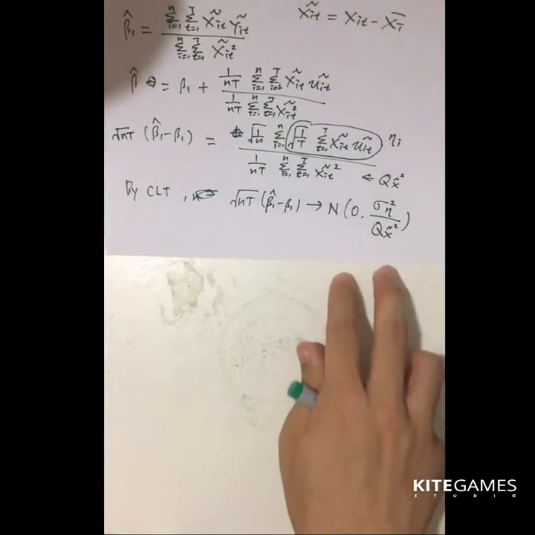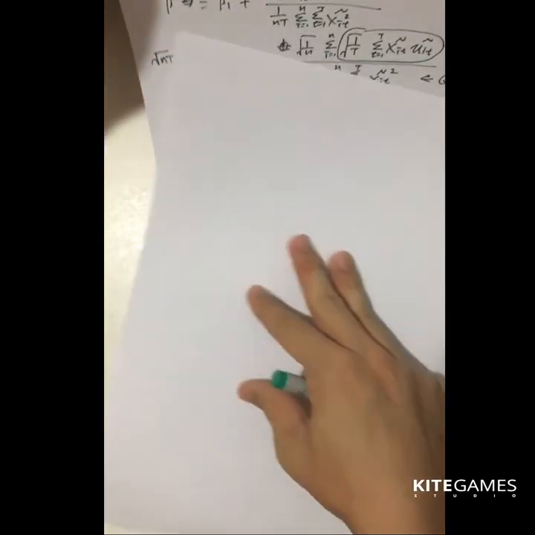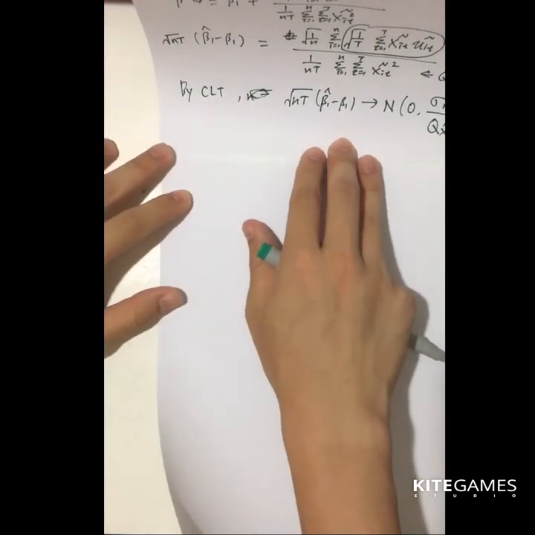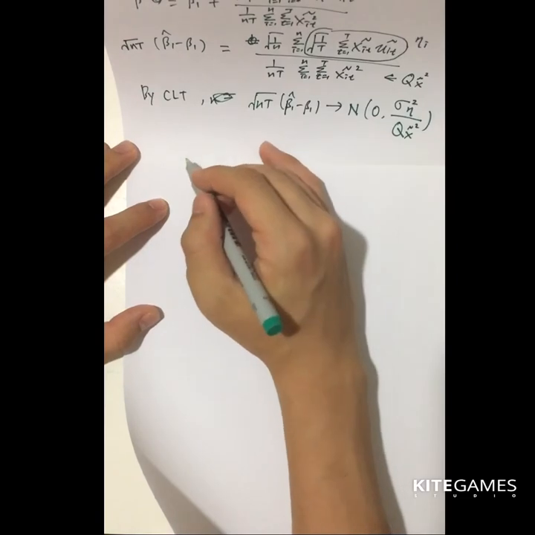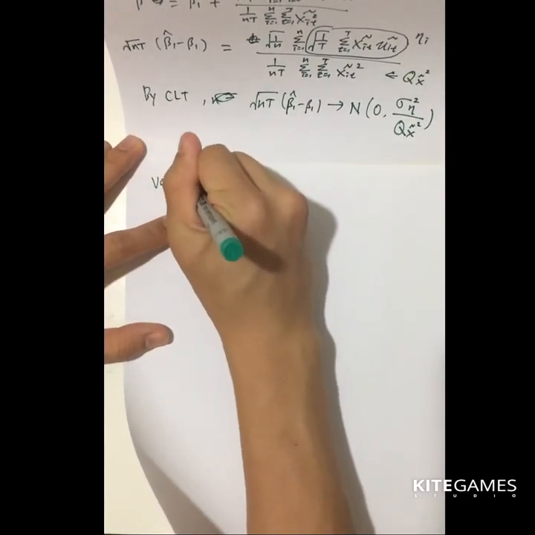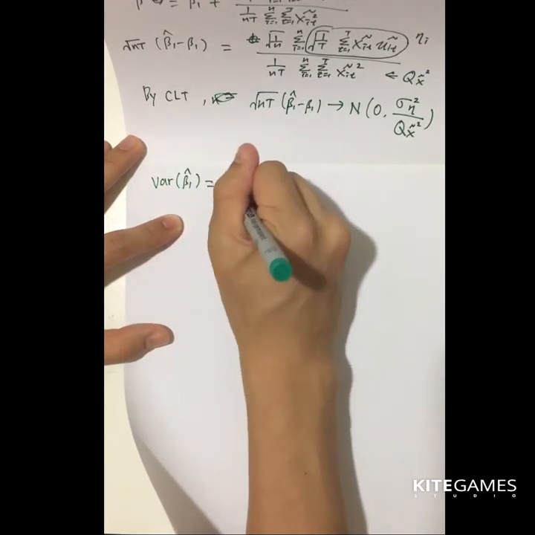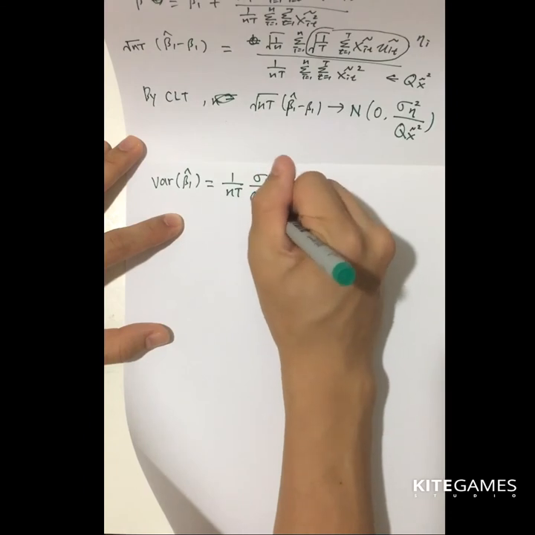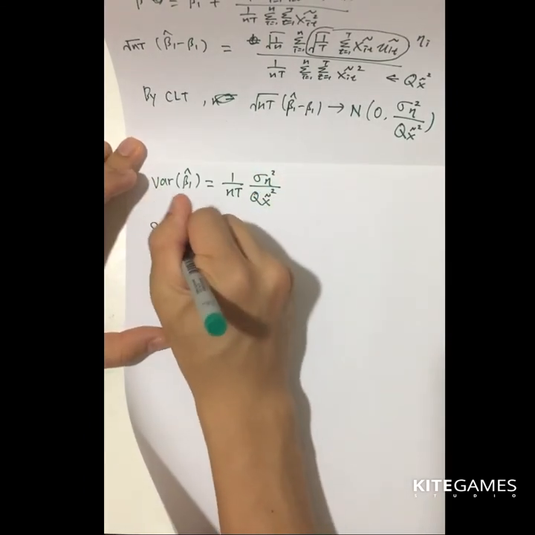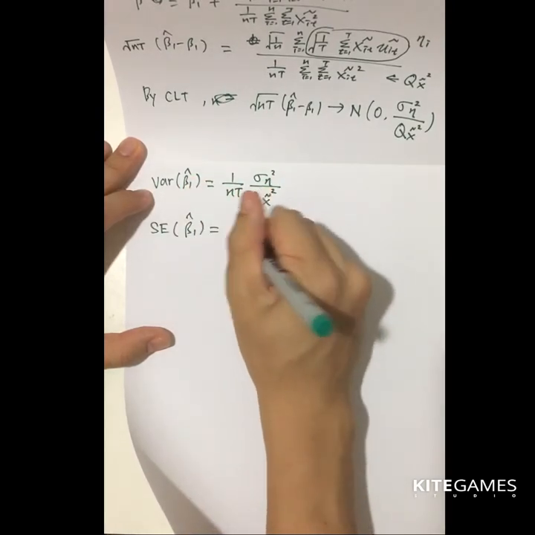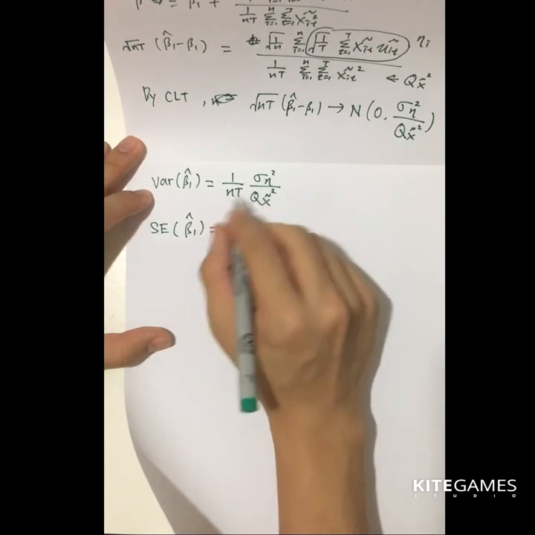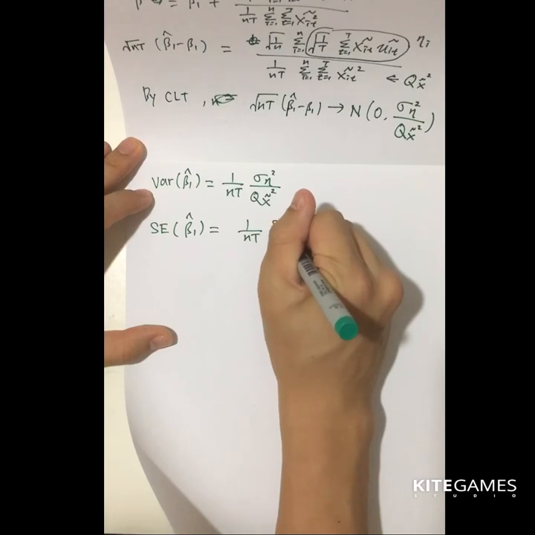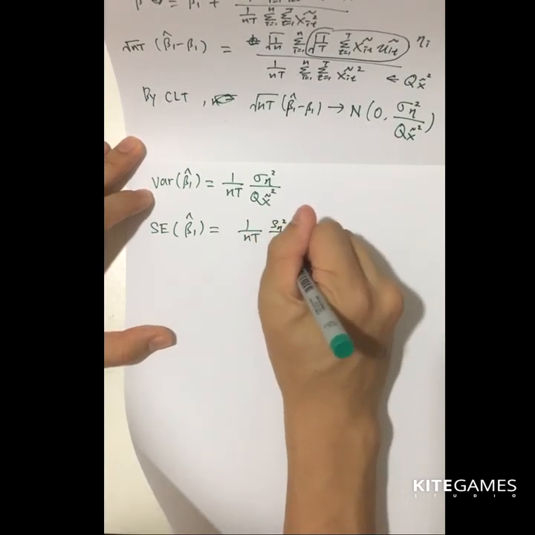So how do we estimate this variance? So let's continue. We got that the variance of beta 1 hat is just 1 over the number of entities times time, times the variance of eta divided by Q x tilde squared. Therefore the standard error of beta 1 hat would be 1 over the square root of nT times that. Then how do we estimate the variance of eta? You use the sample variance of eta divided by Q x tilde squared.